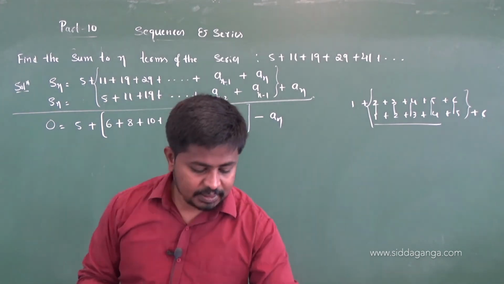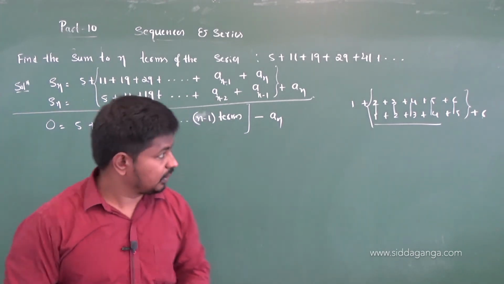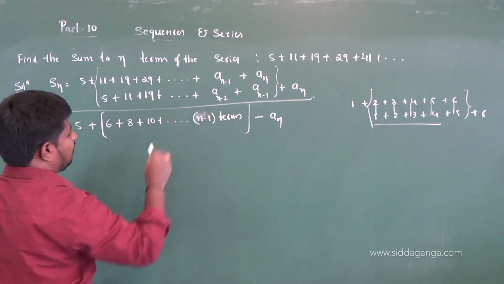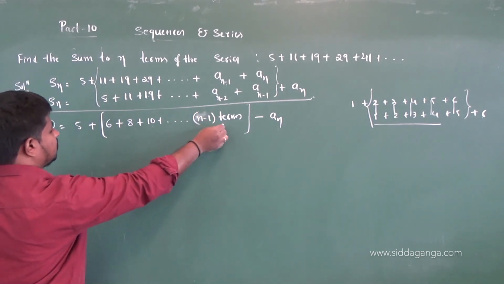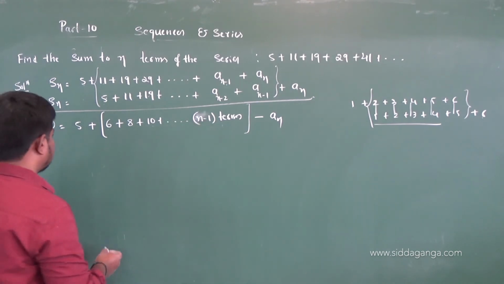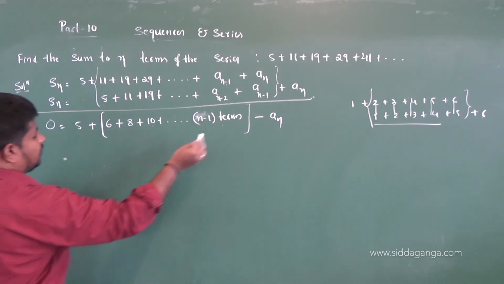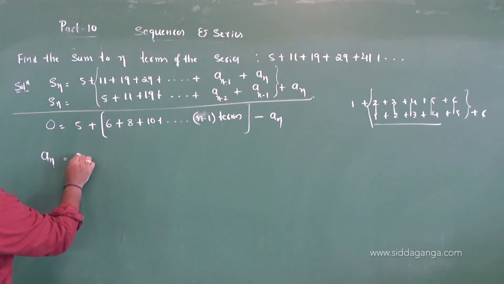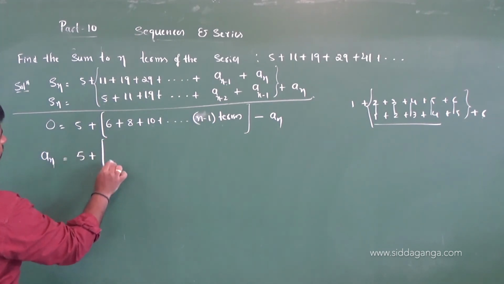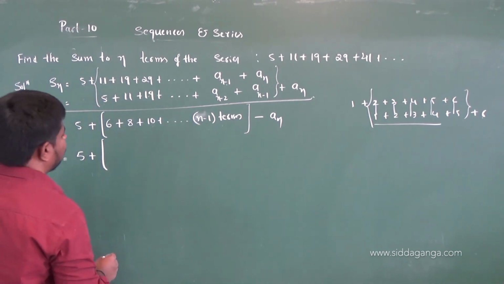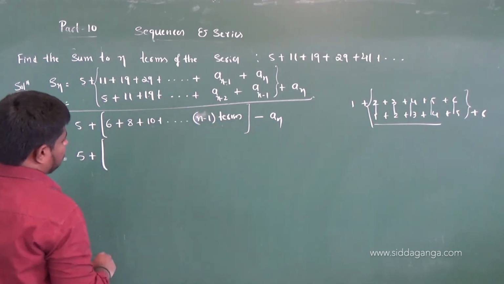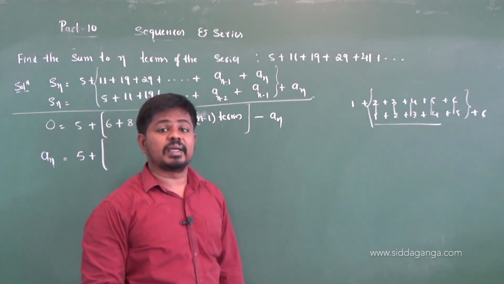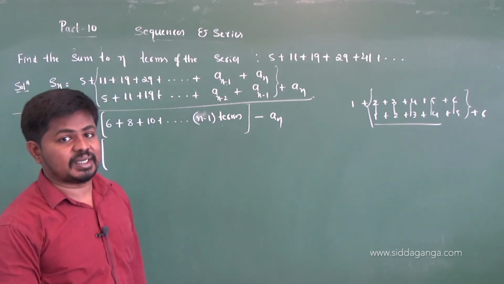Now, we observe, here we have an AP, right? 6 plus 8 plus 10, till we have n minus 1 terms. So that is an AP. So let us use that. Let us take minus An to the left side, you get plus An, 5 plus, yes, sum of n minus 1 terms. So the formula to find the sum of n terms of an AP is n by 2 into 2a plus n minus 1 into d, right?